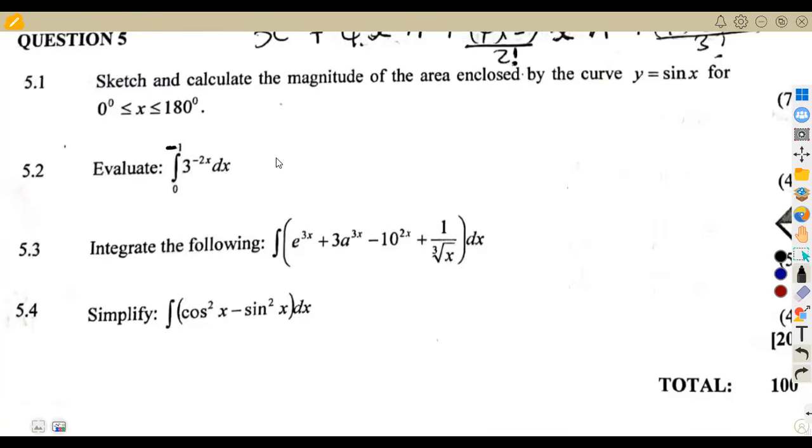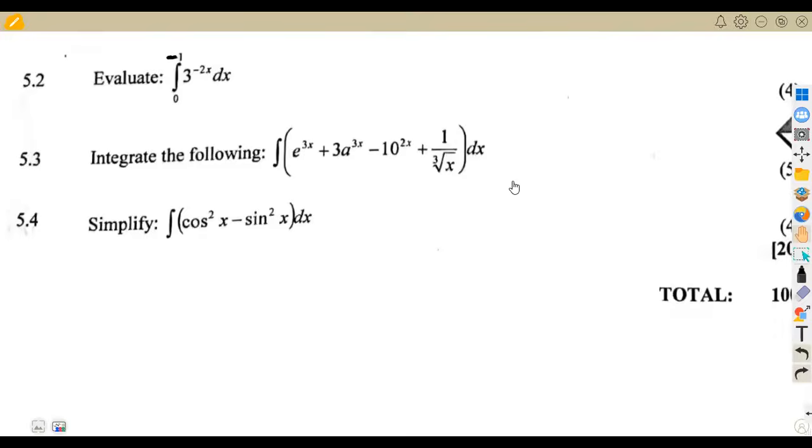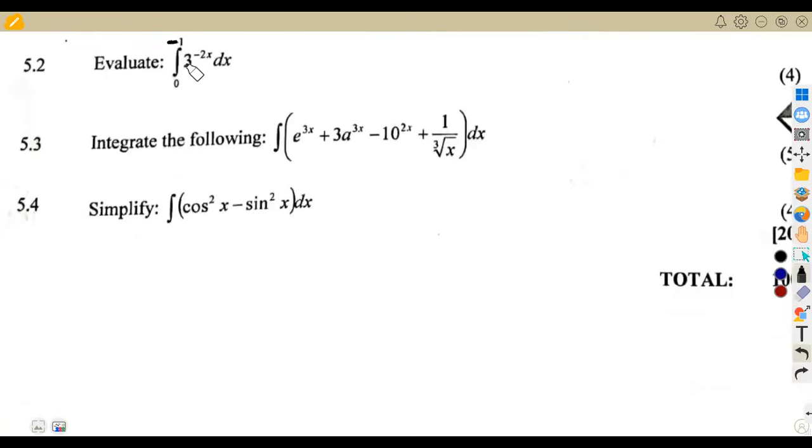We use it like that. We are not even afraid of that. This is how they gave us, so we just use it like that. But you're supposed to have the bigger value on top, upper minus lower. But that is it for this one. It's fine. Let us integrate 5.2. The integral of 3 to the exponent of -2x with respect to x.